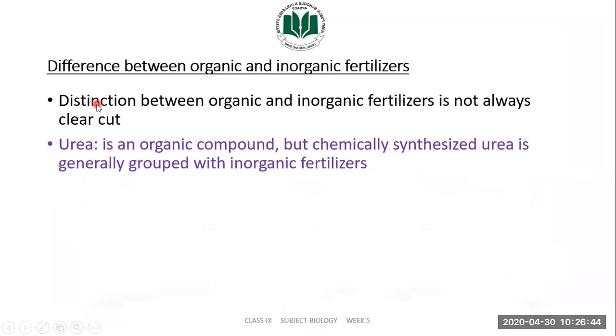The distinction between organic and inorganic fertilizers is not always clear cut. Sometimes we confuse both of these terms. Urea, for example, is an organic compound, and it can be used as organic fertilizer. But when it is synthesized chemically in an industry or in some factory, it will be grouped with the inorganic fertilizers. So you can see here the confusion.